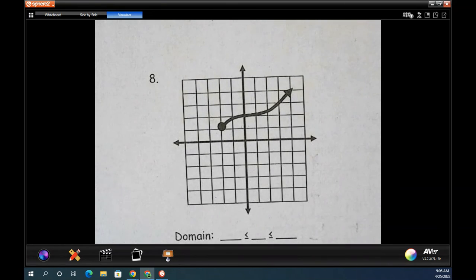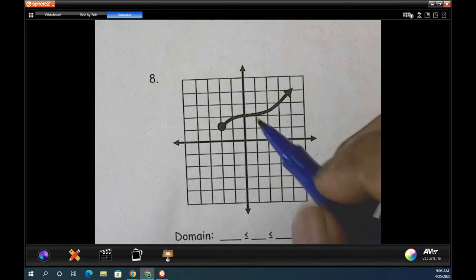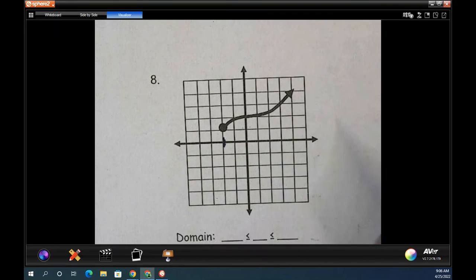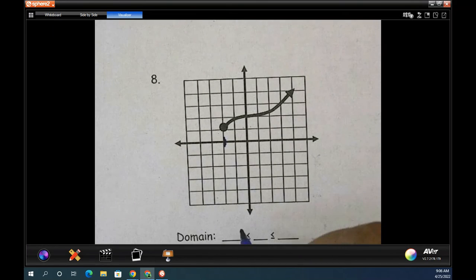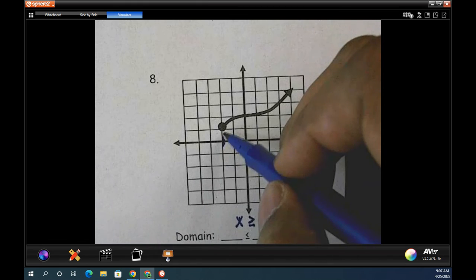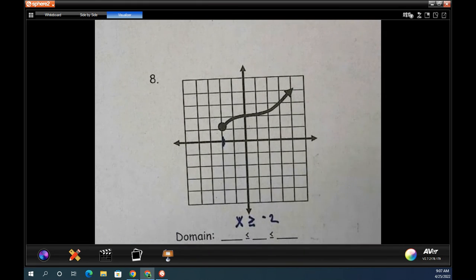Okay, number 8. Here's the deal. It goes here and it's going to keep going. So the domain is x is greater than or equal to -2. It goes right here, -2, and the numbers are getting bigger.